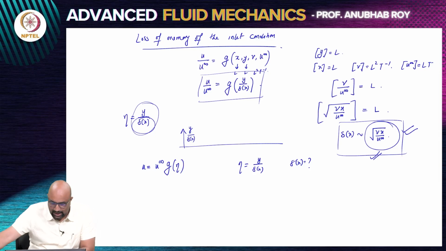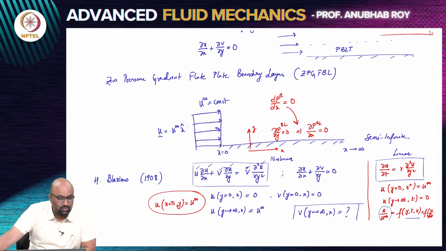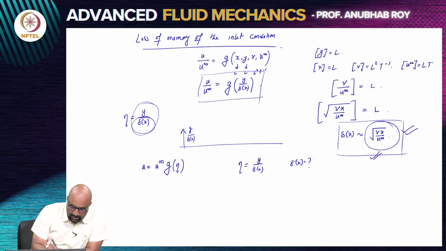Now, unlike the unsteady diffusion equation, where there was only one dependent variable, the velocity component u, here you have two dependent variables, u and v. So, instead of working with two dependent variables, we will introduce the stream function. This is a two-dimensional incompressible flow. So, I am going to introduce the stream function where u is dou psi dou y and v is minus dou psi dou x.